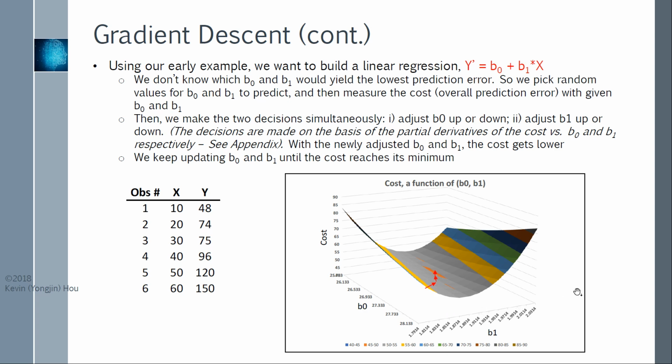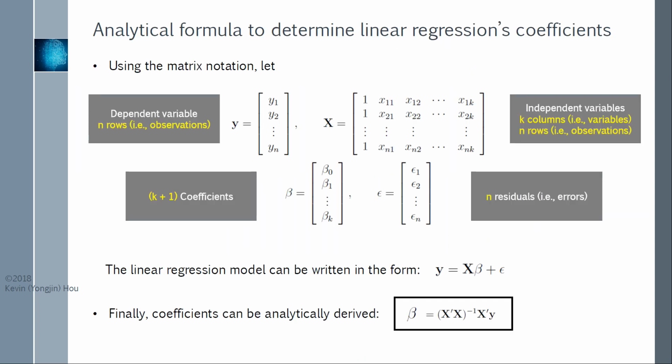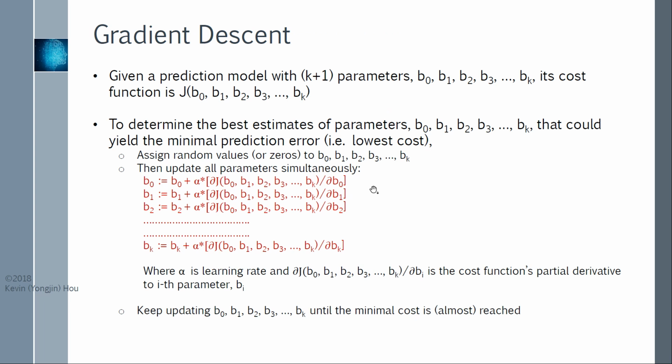So same idea, just like an ant is climbing down through a path to reach the lowest point of a surface. In our case, the surface is a cost function with B0 and B1 as input. So if we jump to the appendix, here it just gives some more formal description of how to execute the gradient descent procedure.